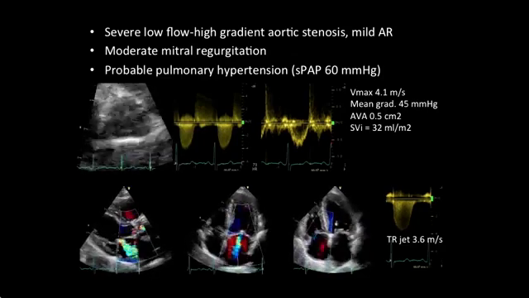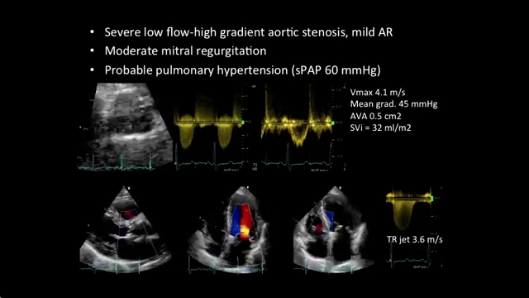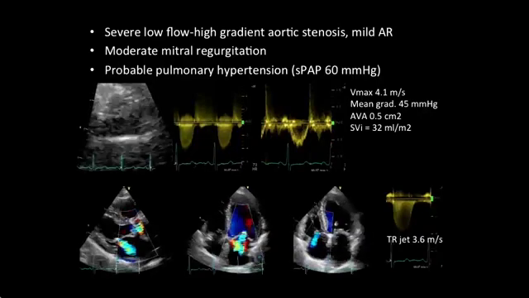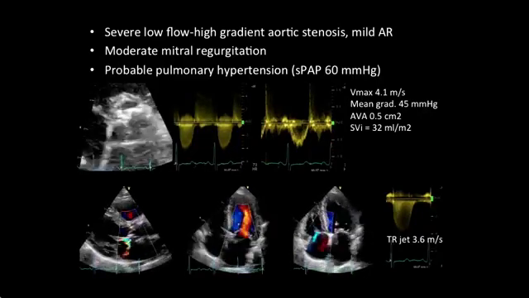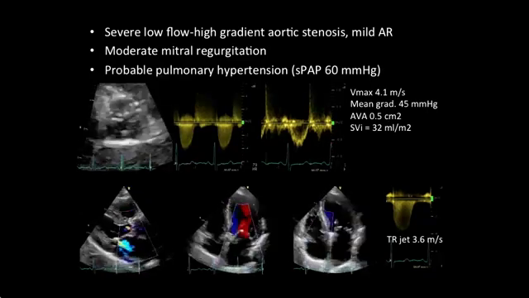The stroke volume was reduced to 32 mL per beat per square meter, with a mean transvalvular gradient of 45 millimeters of mercury, defining a low flow, high gradient aortic stenosis. Doppler evaluation also showed moderate mitral regurgitation with probable pulmonary hypertension.